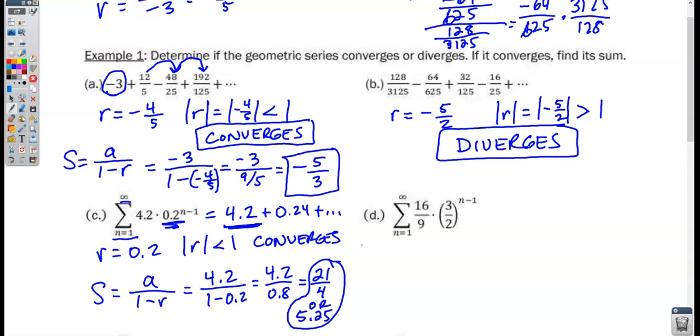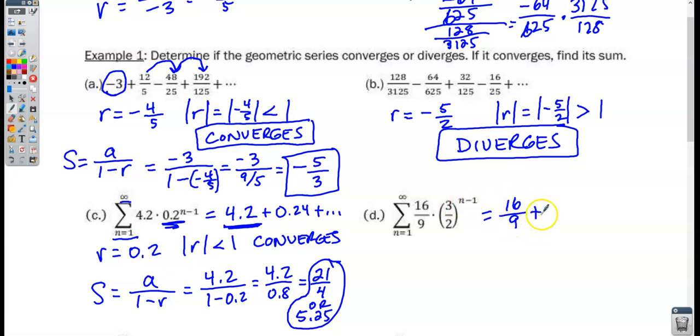So looking at this series and thinking about what's going on, this is the sum from 1 to infinity of 16 over 9 times the quantity 3/2 to the n minus 1. So the first term, if I substitute 1 in here for n, that makes this 3/2 to the 0, which makes our first term 16 over 9.